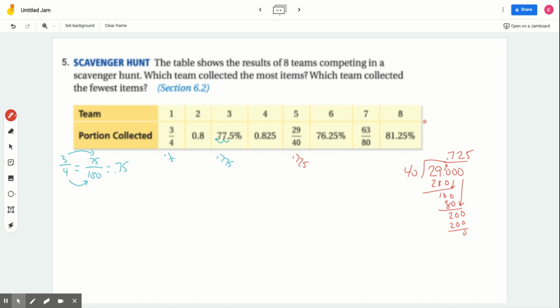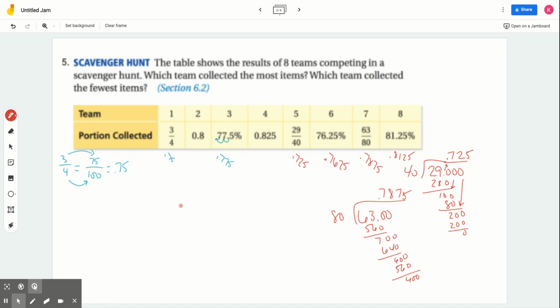Now, after you convert all of these to the same type of number, either those decimals, percents, or fractions with common denominators, you can then choose which one is the greatest and which one is the least. Go ahead and finish the conversions now. Now that I've changed all of these to decimals, I can then pick out the least and the greatest.